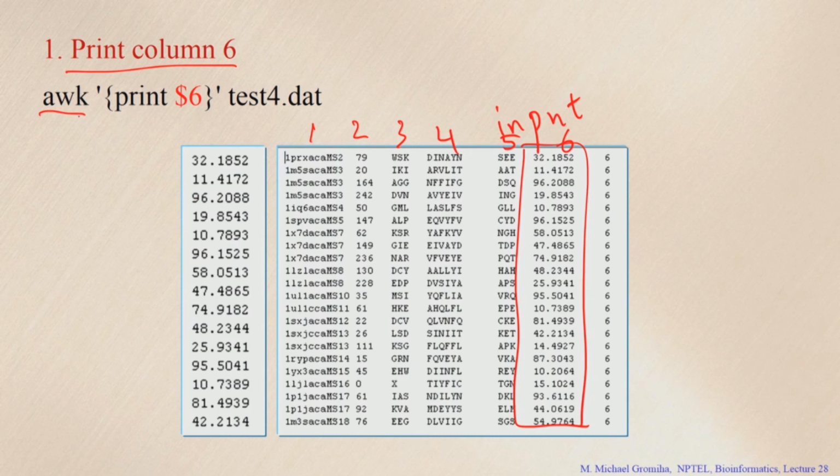So, here you put awk, and then the action you want to do. The brackets are very important, so you have to give the action within quotes. You put print, and what you want to print is the 6th column. So, you mention 6, and then you will get the output. If you run this on this file, the 6th column gives values like 32.18, 11.41. You can see this output, that is fine.